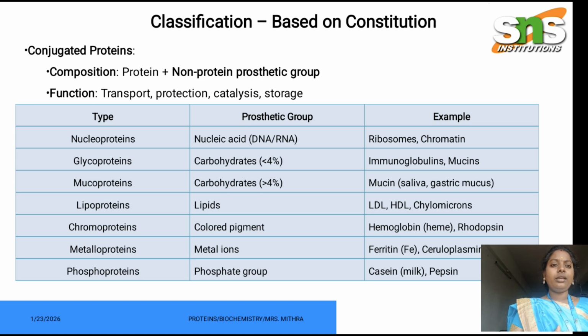And chromoprotein is a colored pigment plus protein. The example is hemoglobin, where heme is a pigment which gives color to the red blood cells. And metalloprotein is metal ions plus protein. Ferritin, so in iron, metalloprotein is present in the form of iron. And phosphoprotein is a phosphate group plus protein, which is mainly present in milk protein, casein and pepsin.